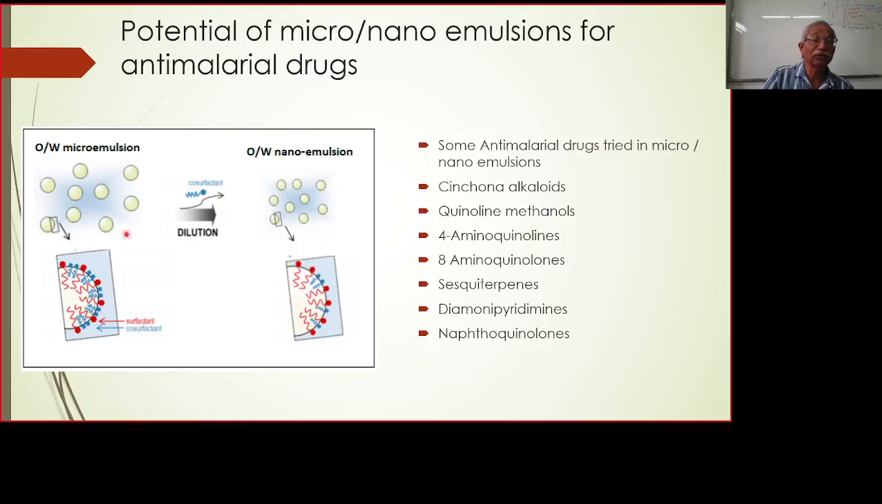And then these are the interface surface active agents which are there. So they have explored cinchona alkaloids, quinoline methanol, 4-aminoquinolines, 8-aminoquinolines, sesquiterpenes, diaminopyrimidine, and naphthoquinolone. So these are some of the very highly hydrophobic materials, hard to dissolve and get absorbed. So they are using them for nano emulsions.